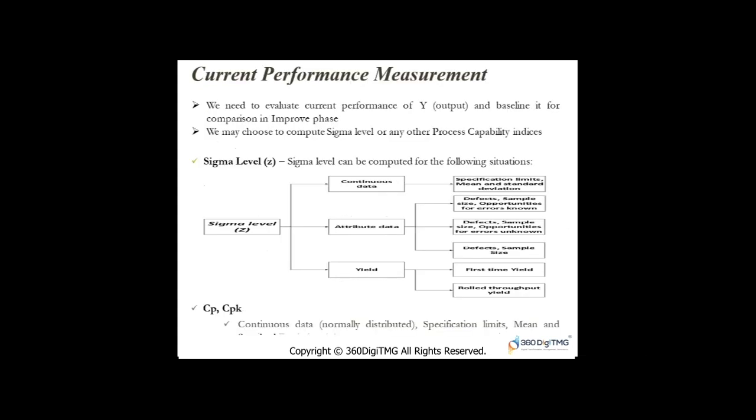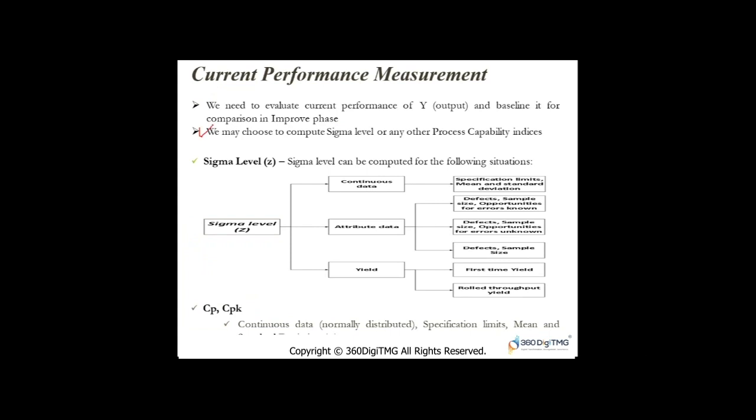All right. Now let us look into current performance measurement. Assuming that the measurement system is accurate and reliable, we move on to look into current performance measurement. We need to evaluate the current performance of my output and baseline it for comparison in the improve phase. Post improvement, the values are going to increase. I need to compare my current performance with the improved performance, right? That is my objective, because I need to know whether there has been an improvement or not.